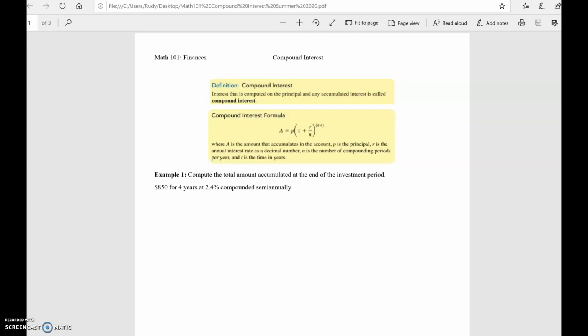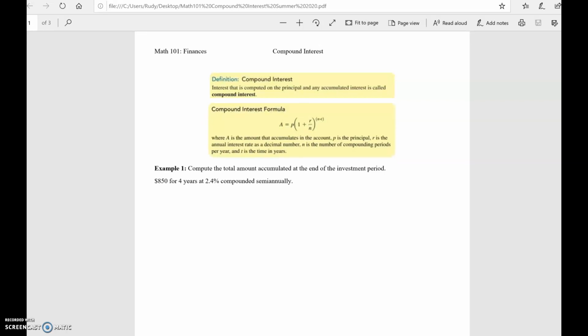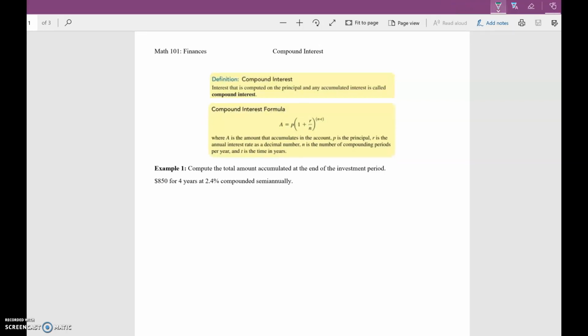Hi, class. We need to take a look at the idea of compound interest. Basically, compound interest is an extension of simple interest, except that in the scenarios that we're going to be looking at, they're going to have an initial principal. In this case, this represents the principal. Let me just highlight it.